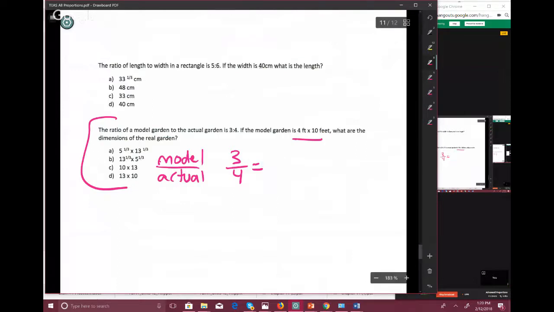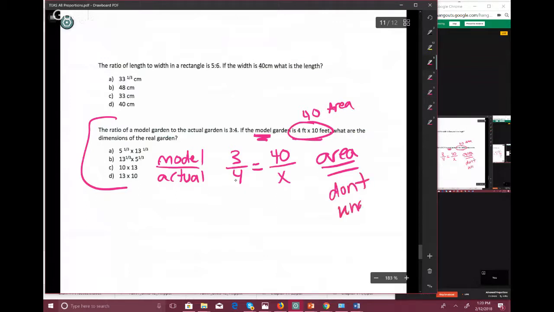Here's what most people do after realizing that. They'll multiply these two together, so they'll make it 40. And then most people notice this is a model number that we're talking about, so they put the 40 here, and then they put the X there. This actually creates a realistic ratio. Unfortunately, it creates a realistic ratio that tells you the area of the actual garden, because when you multiplied these together, you made it into an area. And we don't know how to split that back up.